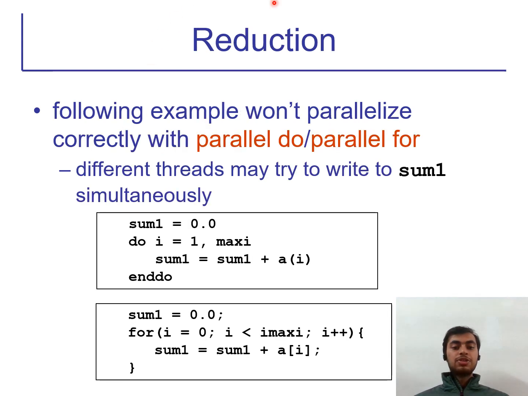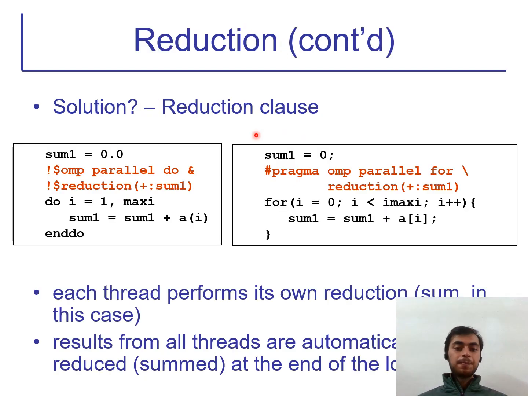Now the reduction problem. The following example won't parallelize correctly with parallel do or parallel for. Different threads may try to write to the sum simultaneously. Sum is initialized to 0.0. Do I equals 1 to max I, sum equals sum plus A(I). We can see that two different threads are trying to change the value of sum simultaneously.